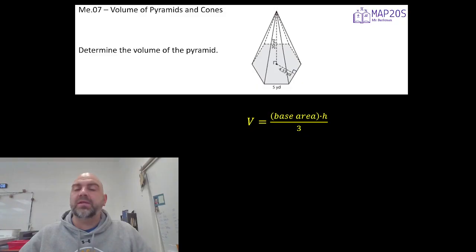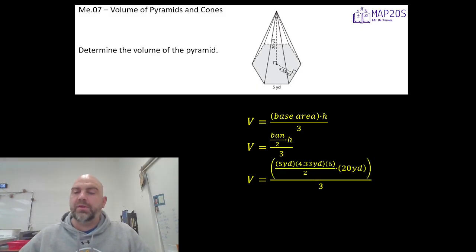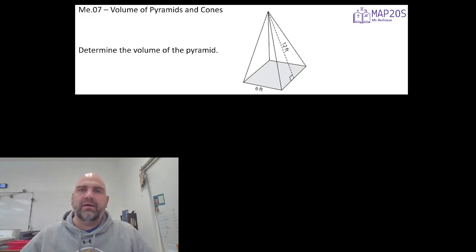All right, the formula is always base area times height divided by 3. The base is a hexagon, so we're going to use our polygon formula right there. Plug our values in: 5, 4.33, and 6 happens to be our number of sides, and then 20 is our height. When we find that, we get 433 cubic yards. Hopefully you were able to do that without too much help. Maybe it's a little tougher if you didn't get the right numbers in there. That's okay, but as long as you know how to do it, the questions will look a little bit clearer, hopefully, on your assignment.